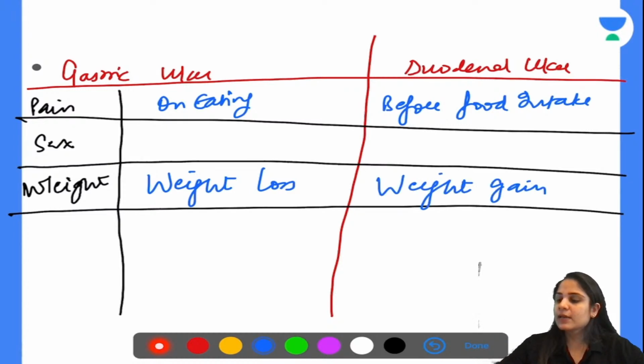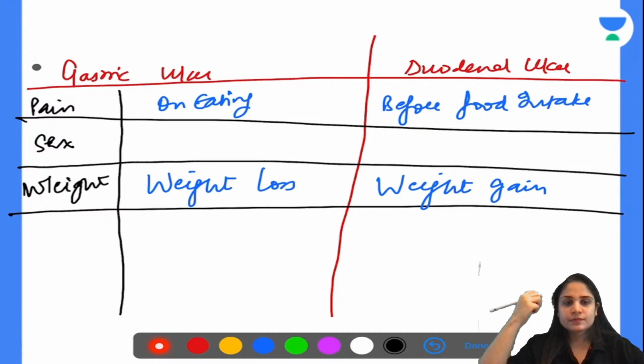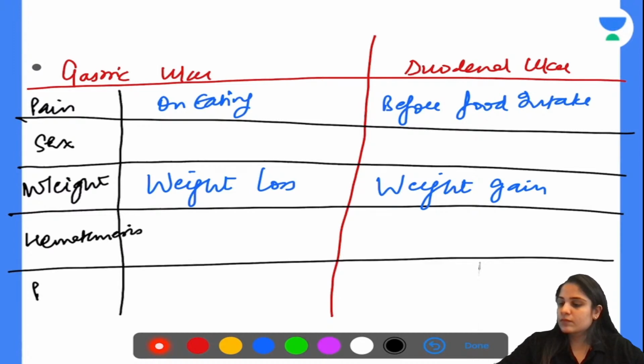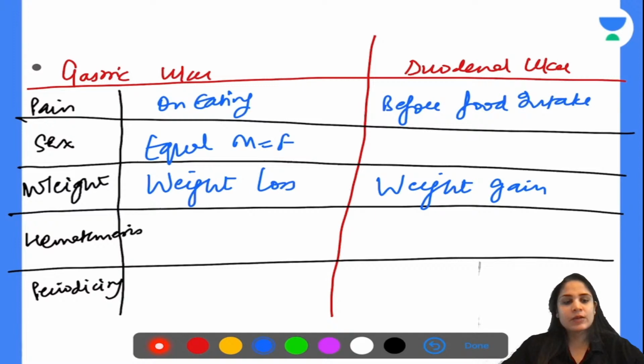Okay. Anything about the predilection of the sex? Anything that in males you have more common gastric ulcer, or in males you have more common duodenal ulcer? Anything like that? Okay. So remember, gastric ulcer is found equally in both the sexes. So it's present in males and in females in equal numbers. Duodenal ulcer is most commonly seen in males. Remember this. All right.